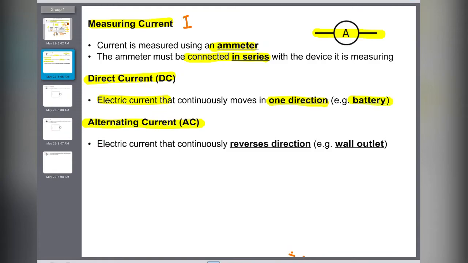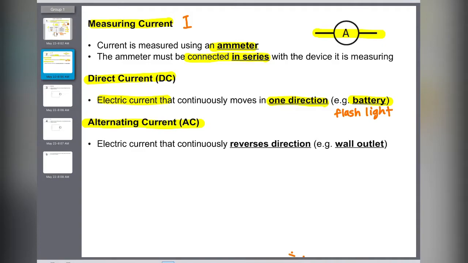So on the test, I could say, give me an example of something that is a DC current. Just think of anything that uses a battery, like a flashlight or something like that. The one that requires a battery.